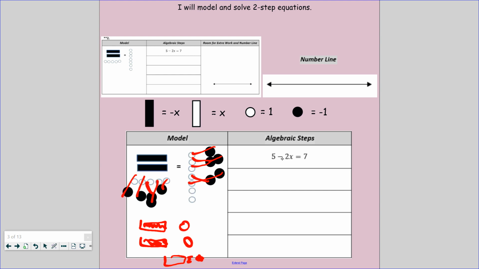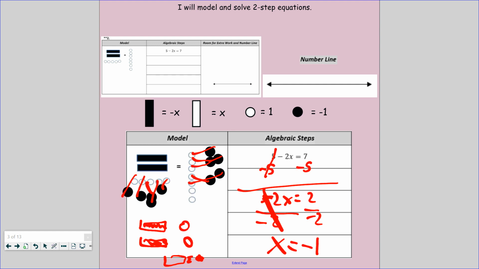So we have 5 minus 2x equals 7. What is the inverse operation of 5? Minus 5. So we minus 5 from both sides. Cancel 0 pairs, simplify, negative 2x equals 2. I need to divide these two positives into negative 2x. So we divide both sides by negative 2. This cancels, x equals negative 1.